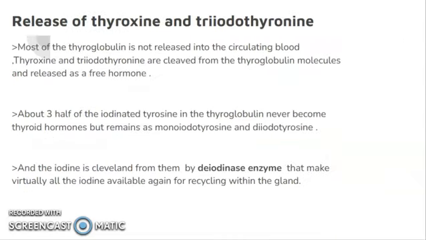Then, the release of thyroxine and triiodothyronine. Most of the thyroglobulin is not released into the circulating blood. Thyroxine and triiodothyronine are cleaved from the thyroglobulin molecule and then released as free hormone. About 3 of the iodinated tyrosine in the thyroglobulin never become thyroid hormones but remain as monoiodotyrosine and diiodotyrosine, and the iodine is cleaved from them by deiodinase enzyme, which makes virtually all the iodine available again for recycling within the gland.